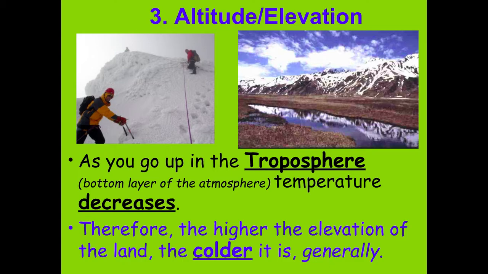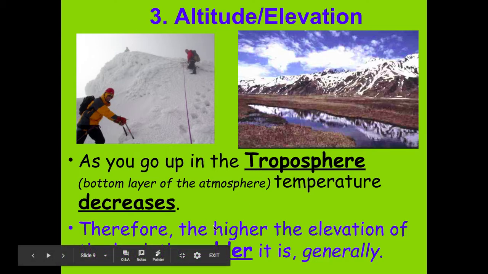All right. Our third climate control is altitude and elevation. So how far up you go. Remember, we live in the troposphere, which is the first layer of the atmosphere. Temperature decreases as you go up. So the higher up you go, the colder it is.